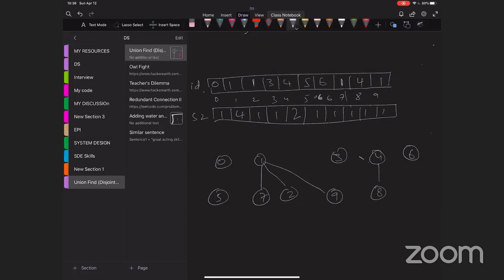Now, still the tree can be bigger, right? That is possible, right? Yeah, it can become bigger, but here is one interesting property we are using: if both sizes are the same, then it doesn't matter which becomes which child.